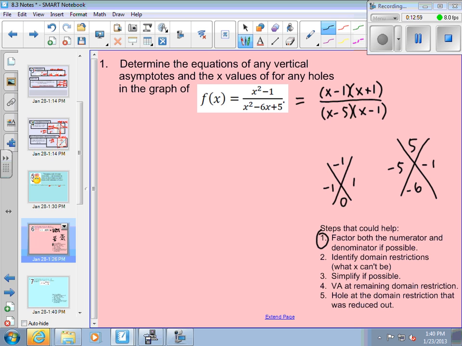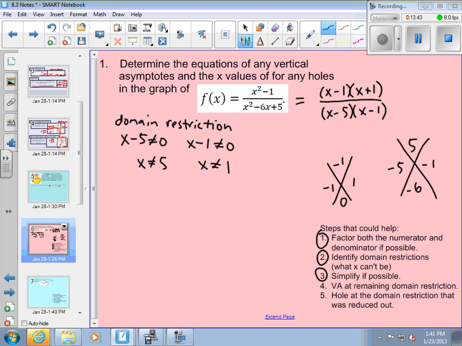Once you've figured out the factoring, then identify the domain restrictions. Remember, that's in the denominator. Where in the denominator would we get division by 0? 2 places. x minus 5 cannot equal 0. x minus 1 cannot equal 0 for our domain restriction. All right, so if we solve those, that means x cannot equal 5, x cannot equal 1. Those are going to be 2 bad points. Now we got to figure out 5 and 1, are those vertical asymptotes, or are they holes in our graph? Well, that's where the next step comes in.